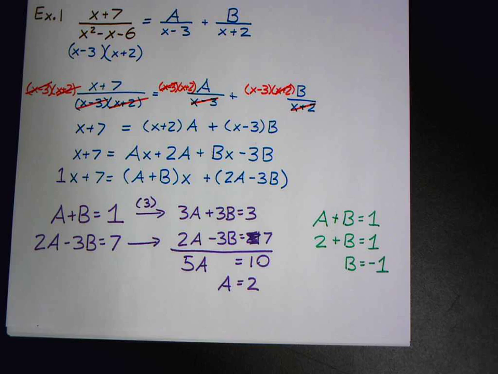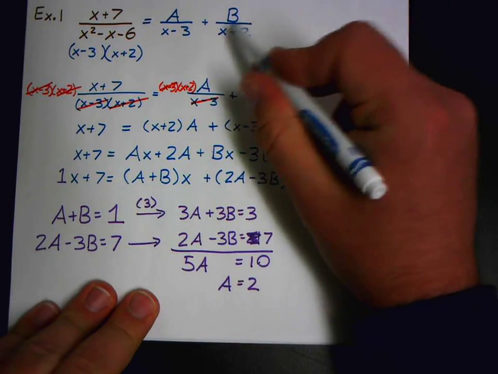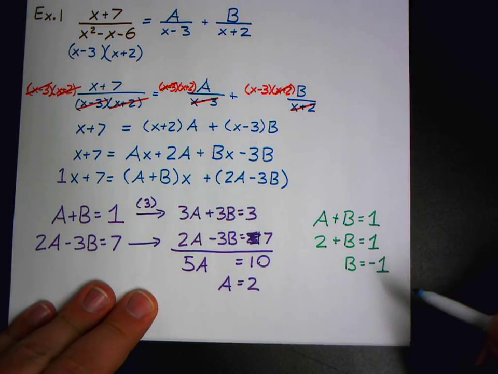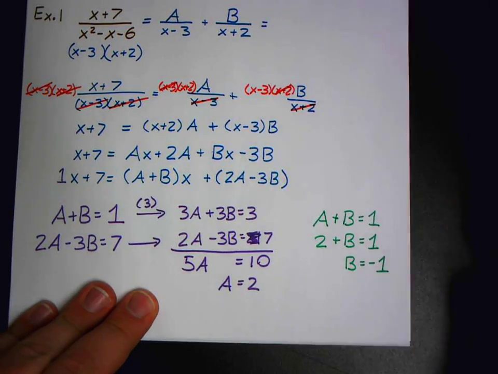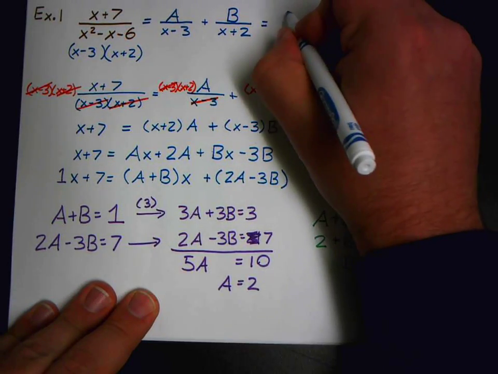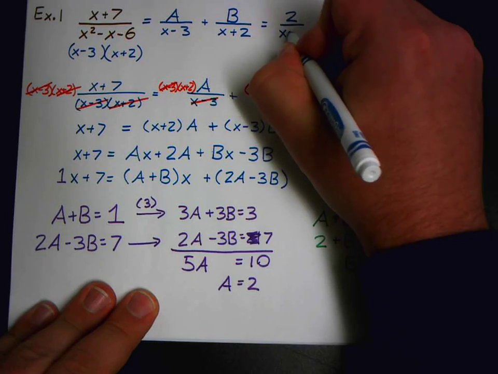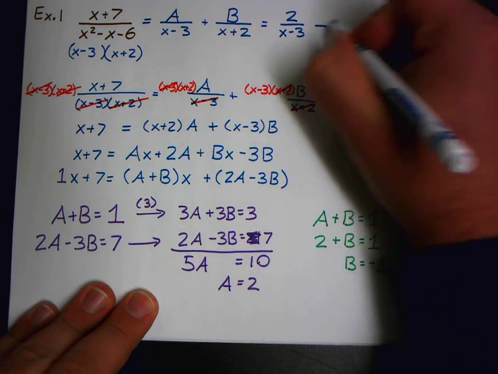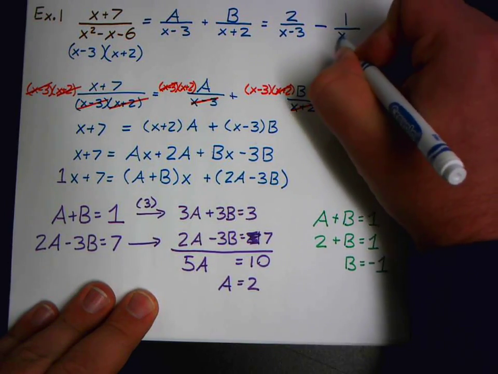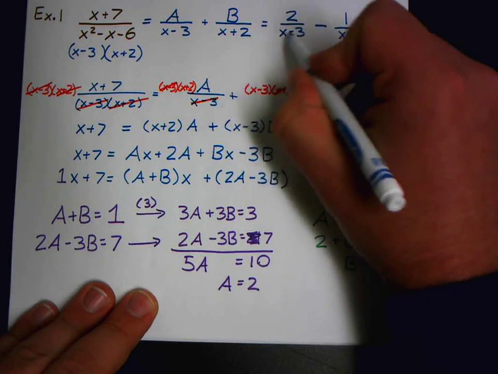Now, you're like, okay, great. A is 2, B is -1. I'm done, right? No. Because what we were looking for is the partial fraction decomposition. We found A and B, but our answer is 2 over x minus 3 minus 1 over x plus 2.